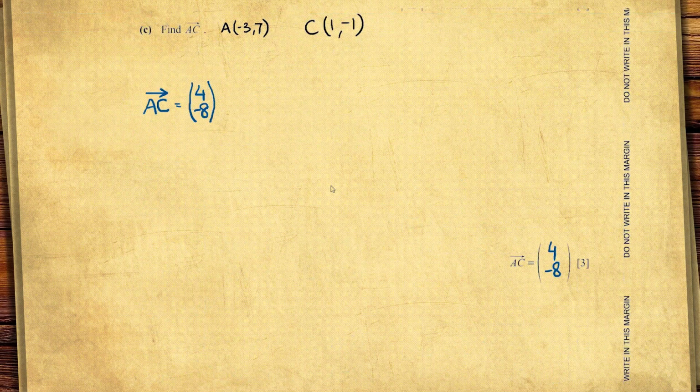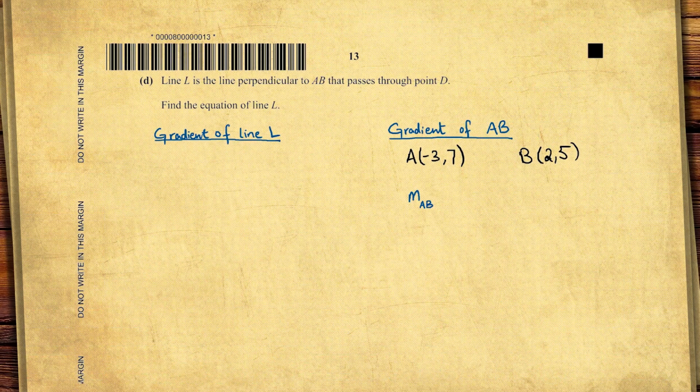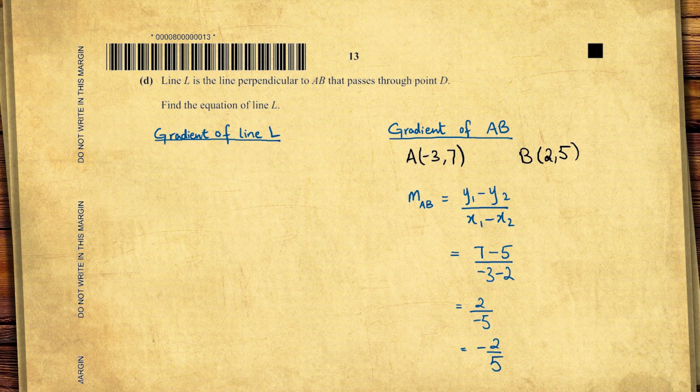So to calculate the gradient m of the line AB, we use the equation for the gradient y1 minus y2 divided by x1 minus x2. Now you can also use y2 minus y1 divided by x2 minus x1 and the answer will be the same. All you need to do is keep y1 above x1 and y2 above x2. So this will be 7 minus 5 divided by -3 minus 2 and that will be 2 divided by -5 and so the gradient of AB will be -2/5.